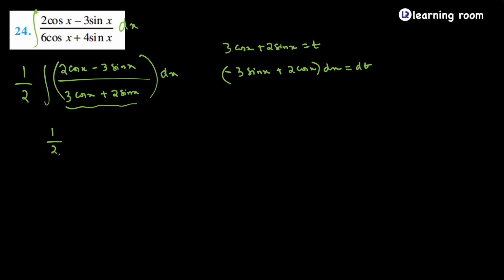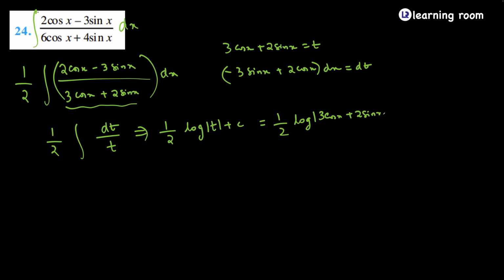So 1 by 2 into integral of dt divided by t. Right, 1 by 2 into integral of dt divided by t. So this is half of log of mod t plus c. This is equal to half of log of what is the value of mod t? So t is how much? 3 cos x plus 2 sin x plus c. That's it. This is the answer. Clear with this?